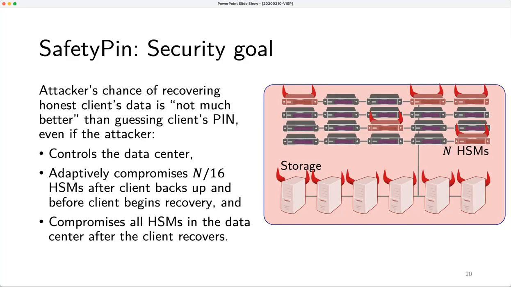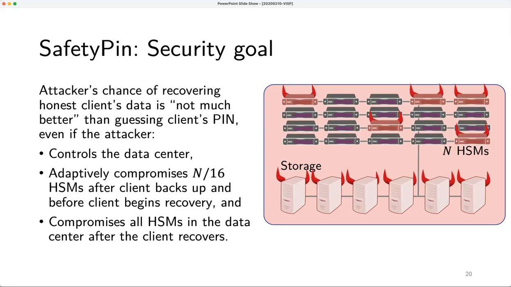We have one question in the chat. What happens when an HSM breaks? Yeah, so fault tolerance is super important. I'll come back to that in maybe 2 or 3 slides. But yes, this is something that you worry about. Cool.